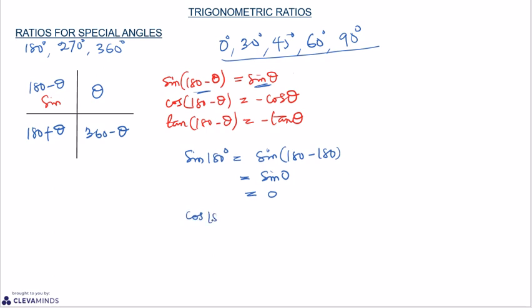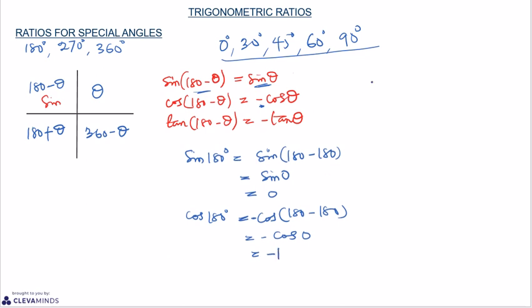Let's come to cos 180. What do we have as cos 180? Cosine is negative in the second quadrant, so we have to put the negation sign. We have minus cos of 180 minus 180, because here theta is 180, so we have minus cos 0. Cos 0 itself, remember, is 1. So this is negative 1.